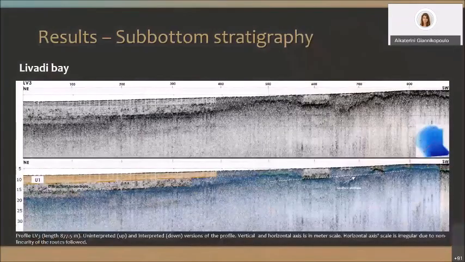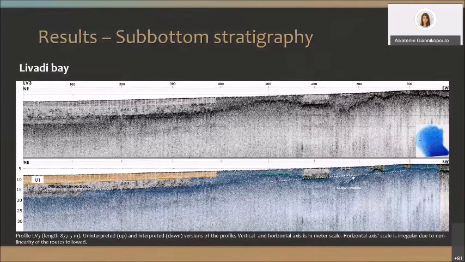Regarding the acoustic profiles from Livadi Bay, most of them were highly distorted due to the presence of gas within the shallow sediments. The representative profile LV3 is presented here. A high amplitude reflector is noted in green as surface R. On top of it, a main depositional sequence is identified, consisting of parallel horizontal continuous reflectors of medium to high amplitude, noted as U1.